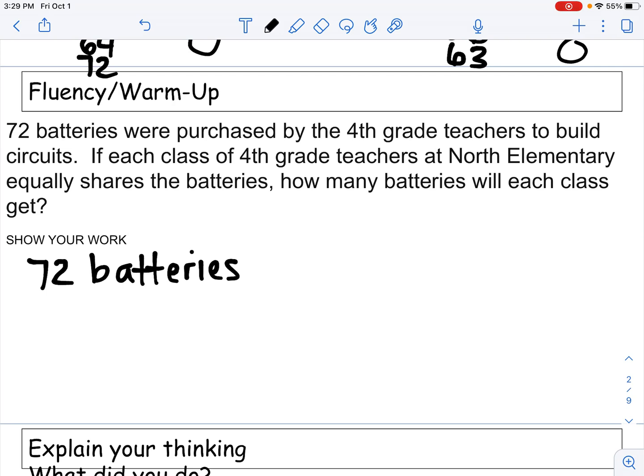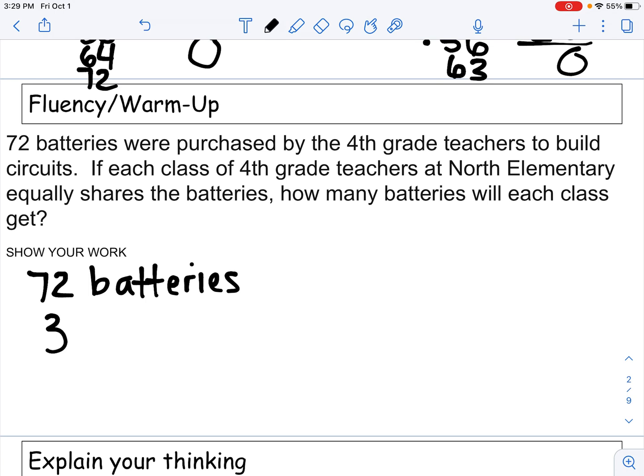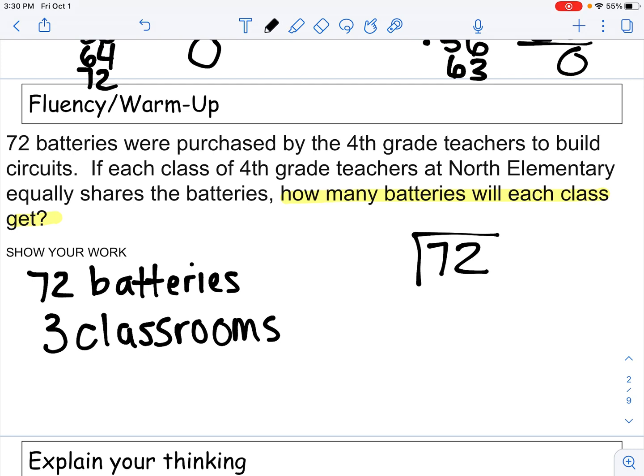4th grade teachers at North Elementary. There's 3 classrooms. I know some of the classrooms have more than 1 teacher, but we're just going by the classrooms for this one. The question, how many batteries will each class get? So if I have 72 batteries and they have to be shared with 3 classes, what are we doing? If you said division, winner, winner, chicken dinner. We're going to take 72 batteries divided by 3 classes.